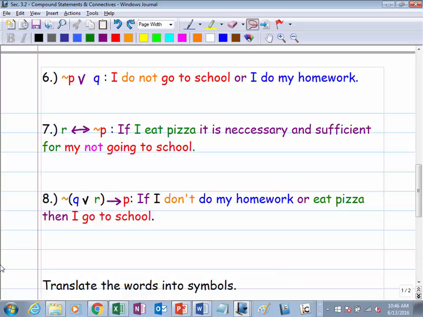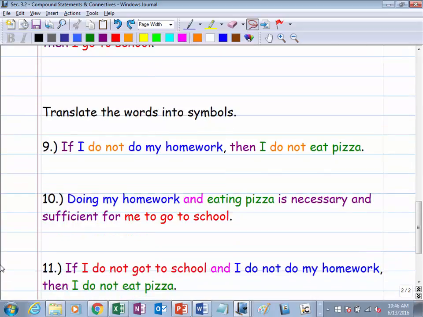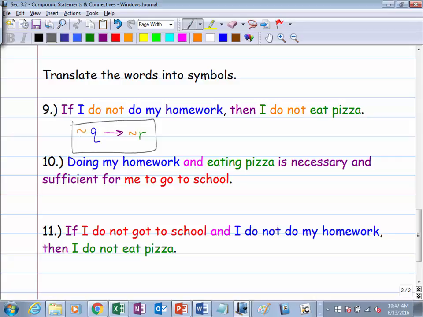Alright, so I'll go ahead and go to the next ones. So this time you're translating the words into symbols. So if I do not do my homework, then I do not eat pizza. So I don't do my homework would be not Q, so tilde Q. Then, so the if then is the arrow. I do not eat pizza, so that would be tilde R, not R. So not Q implies not R.